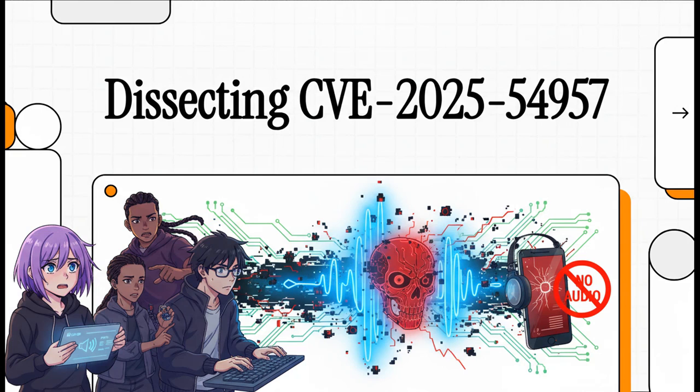All right, today we're doing a public security disclosure. We're breaking down CVE-2025-54957. Now, this isn't some abstract bug on a server you've never heard of. No, this is a vulnerability in something you probably use every single day, the Dolby Audio Decoder. Yeah, the software that makes the sound on your phone and computer actually work.